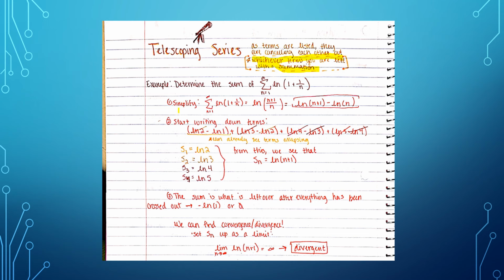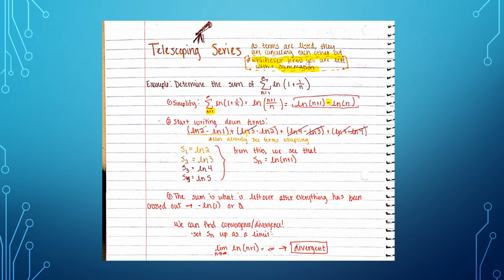The first step of this problem is to simplify. We can simplify this to ln of n plus 1 over n, which just equals ln of n plus 1 minus ln of n. Because we have this minus right here, we can tell more easily that it's a telescoping problem. Our second step is to start writing down the terms. Our first term, when we plug in 1, gives us ln 2 minus ln 1.